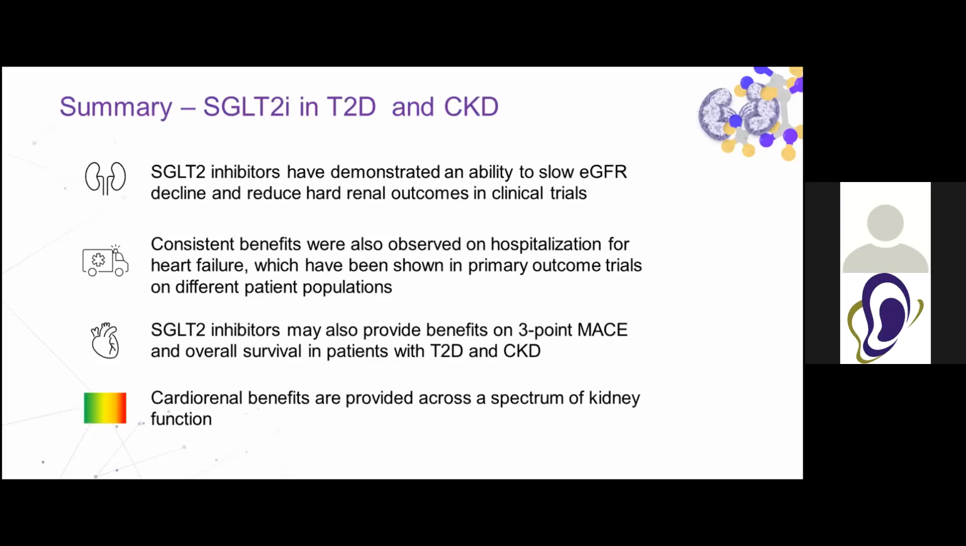To summarize where we got to at this point: the SGLT2 inhibitors have demonstrated an amazing ability to slow GFR decline. I didn't show you the Kaplan-Meier plots yet, but I will in a moment. They reduce the hard kidney outcomes, because patients actually care about whether they end up on dialysis or not. There's consistent benefit for hospitalization for heart failure, which is really important also for the healthcare system. And they seem to provide benefit on 3-point MACE and overall survival in patients with type 2 diabetes and kidney disease, and even in those who have kidney disease without type 2. And so these cardiorenal benefits are provided across a spectrum of kidney function, which I think is very exciting.